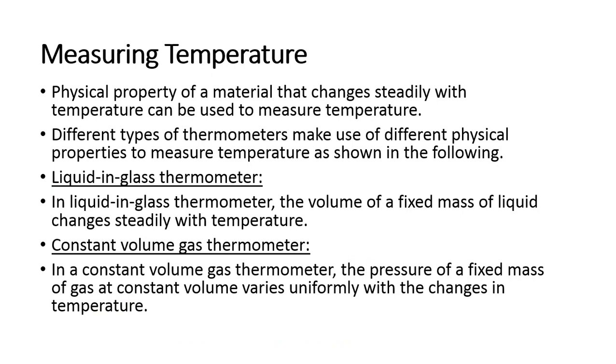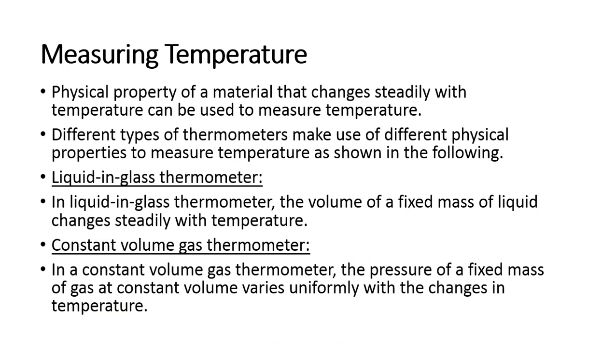Okay, so students, look at the first paragraph. What it says: physical properties of a material that change steadily with temperature can be used to measure temperature. Different types of thermometers make use of different physical properties to measure temperature, as shown in the following. Now, what does it mean? It means that when a change occurs in a material, these changes are used for detecting temperature.